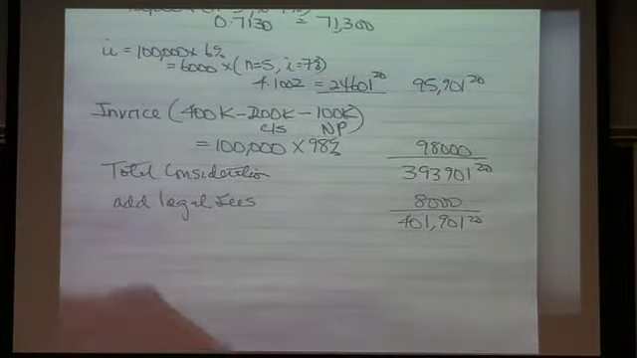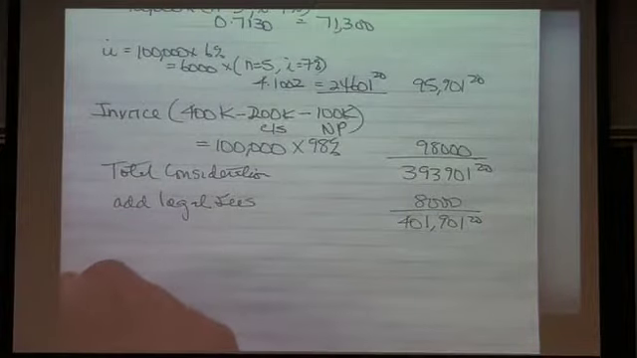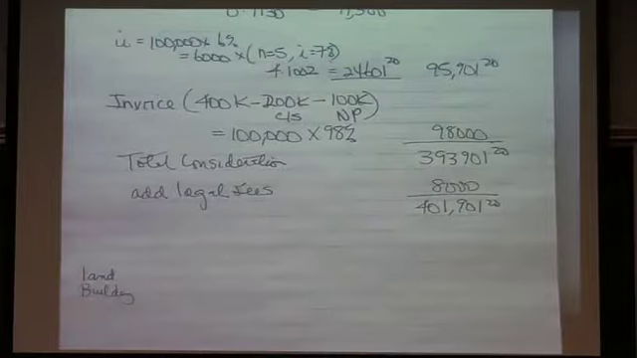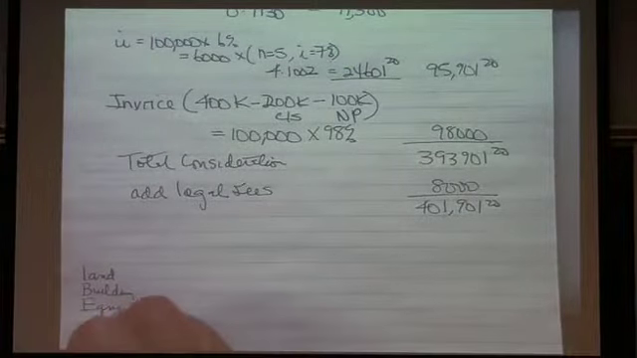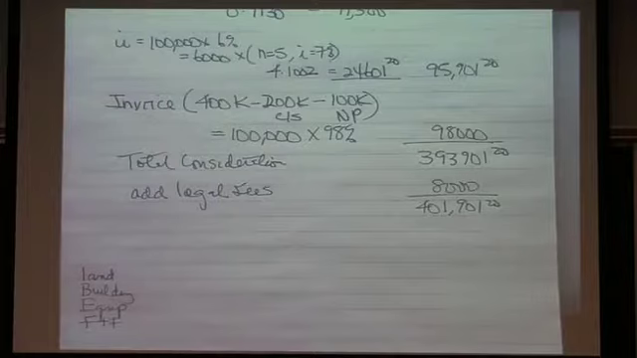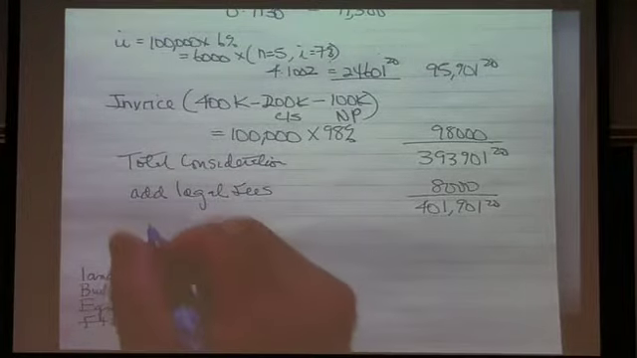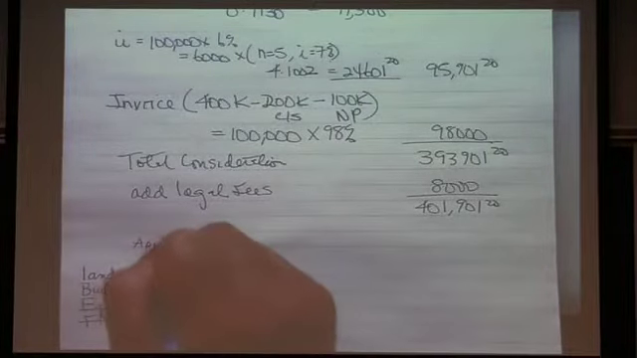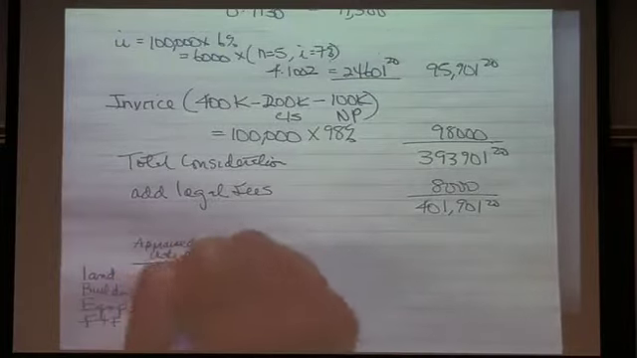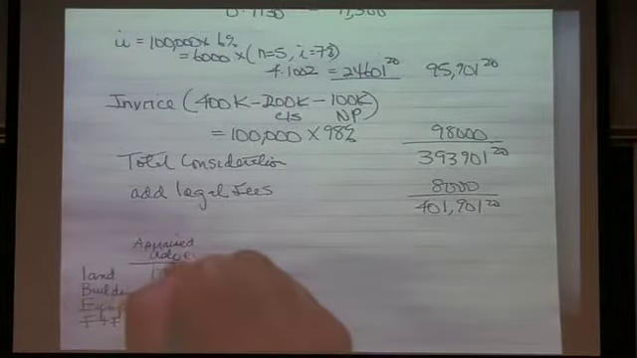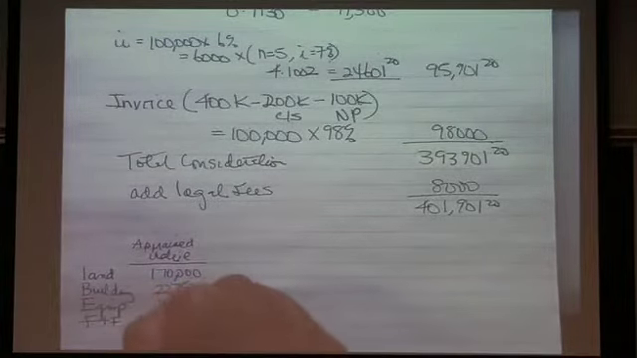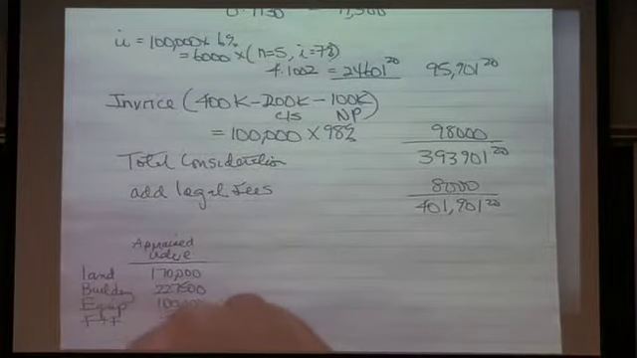First, let's take a look at the fair value. So we've got land, building, equipment, and furniture and fixture. And what we have is the appraised value. The appraised value is 170, 227,500, 100,000, and 52,500.